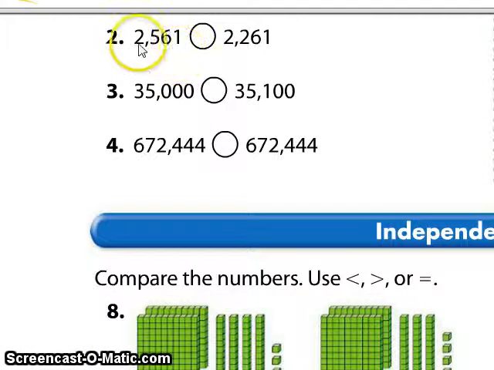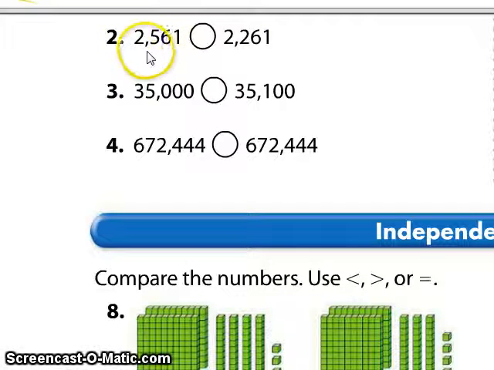Let's look at the next one. 2,561 is what to 2,261? Start with your thousands place. 2 and 2. Those are equal to each other. So go to your next place. 5 and 2. Are 5 and 2 equal? No, they're not equal. 5 is bigger than 2.